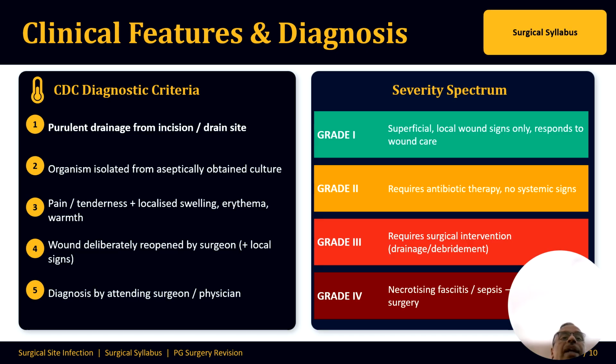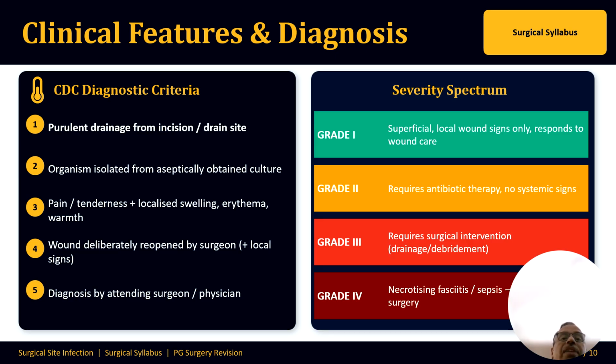Number two, any microorganisms isolated from an aseptically obtained culture. So whenever there is a culture positive from the wound, that is also considered one of the important diagnostic criteria. Number three is pain and tenderness, as well as localized swelling, erythema and warmth of the surgical site wound. That is also one of the important criteria, that means the inflammatory changes occurring on the surgical wound.